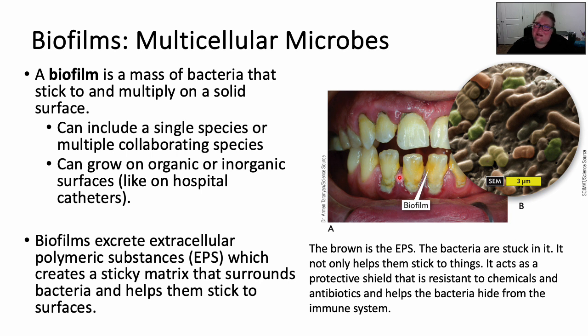Whether it's a single species or multiple species, they have to be able to talk to each other. They have to be able to communicate, and that's going to happen with quorum sensing. In order for the biofilm to be made, each of the bacterial cells needs to start to make what's called EPS, extracellular polymeric substances. This is going to make a sticky matrix, a sticky substance that surrounds the bacteria and helps them stick to the surface, whether it be an organic or inorganic surface.